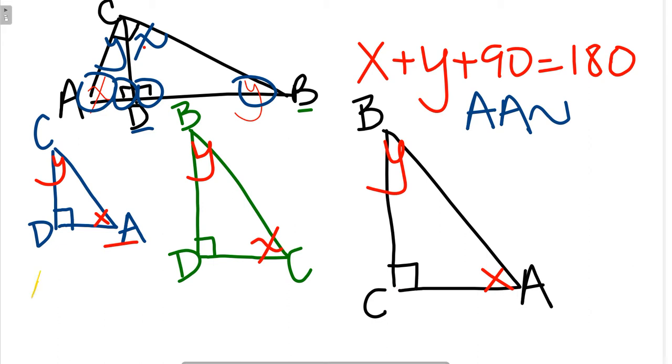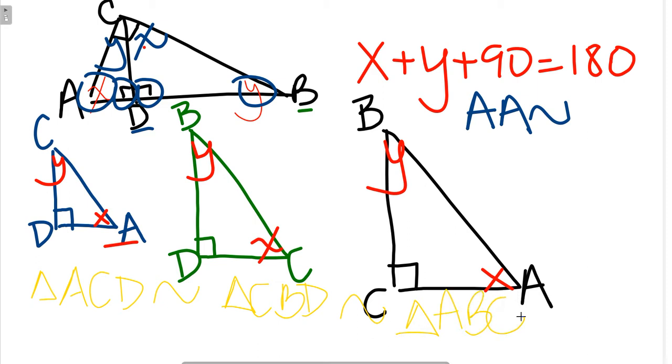So we've got triangle A, C, D, if we went X, Y, 90, is similar to triangle C, B, D, which is similar to triangle A, B, C. Okay, we made sure to go in the same direction, all 3 triangles. That is how you know you have the right ones listed. Okay, so now let's look at the relationships between the side lengths of these triangles.